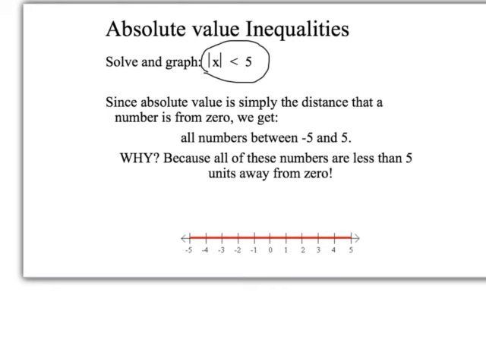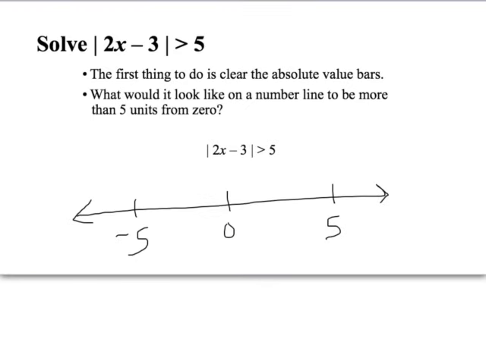So if I want that distance to be less than 5, that means I could go as far down as -5 or as high up as +5. And all of these numbers in here, where I just drew my arrows, have a distance from 0 less than 5. So I want you to think about this next example. If I'm asking you to solve the absolute value of 2x minus 3 is greater than 5, I want you to think about what that looks like on a number line.